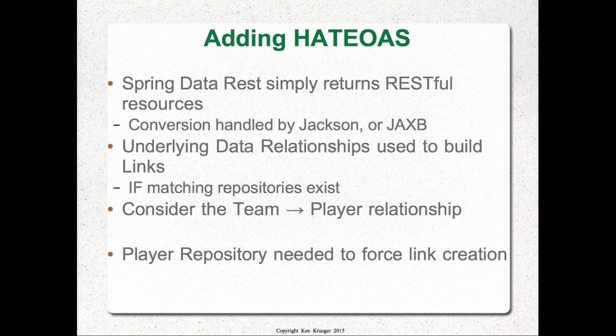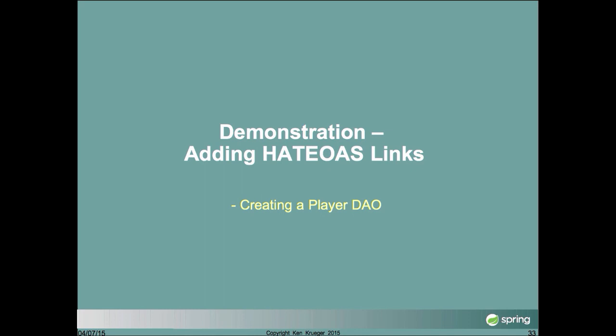In our case, we have a relationship with team and player, but we don't have a player DAO. We don't have a player repository. So if I have a player repository, then Spring Data REST will understand that it can make links directly to the player resources. So watch this. I will add a player DAO and rerun, and we'll see that we will get links generated.